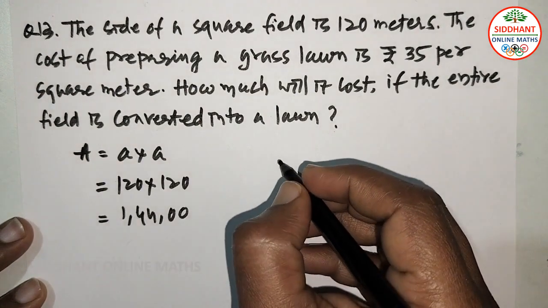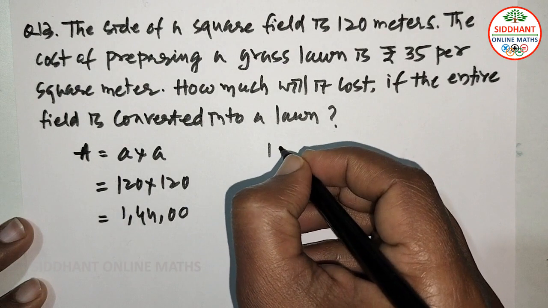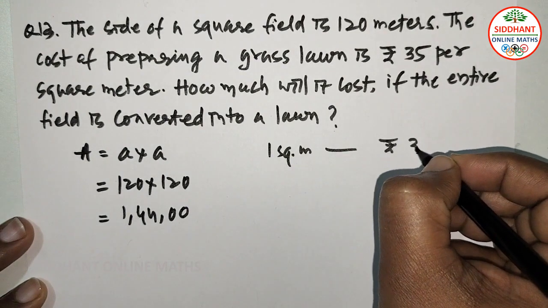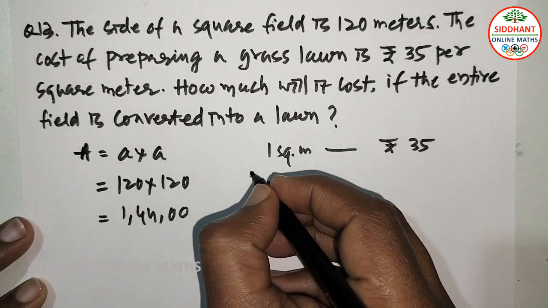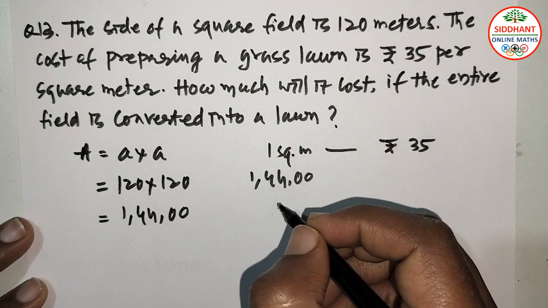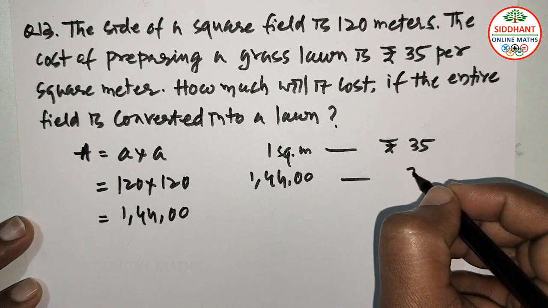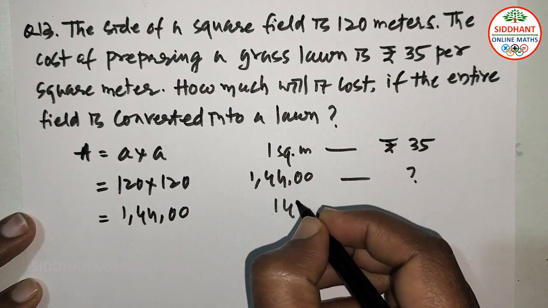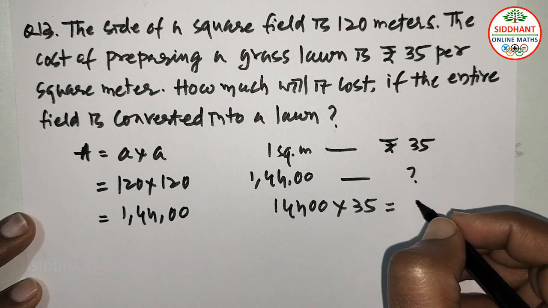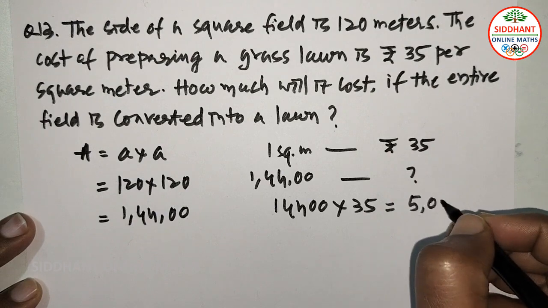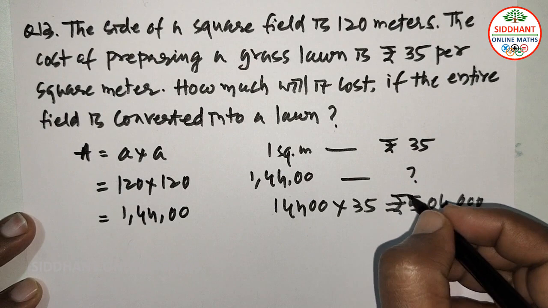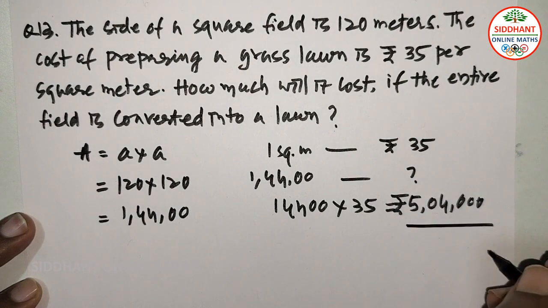So they have given that 1 square meter costs rupees 35. Then for 14400, how much? Then 14400 into 35, so that will give 5,04,000 rupees.